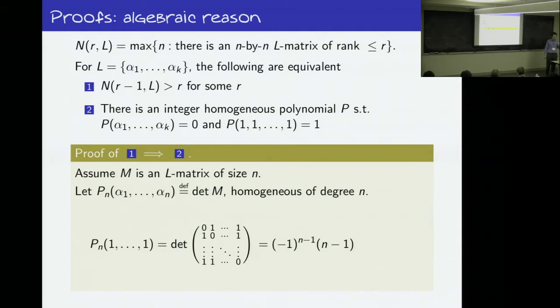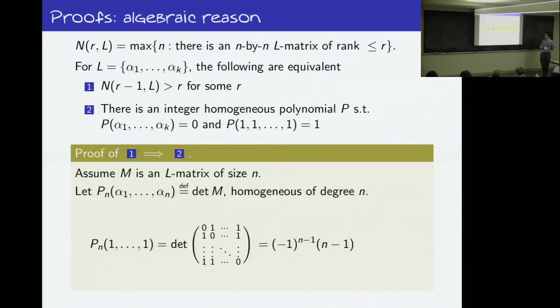I also know something more. I know that my matrix is not just singular. It's a bit more than just singular. It's got nullity at least 2. So in particular, it means if I take an n-1 by n-1 submatrix of it, it's also singular.